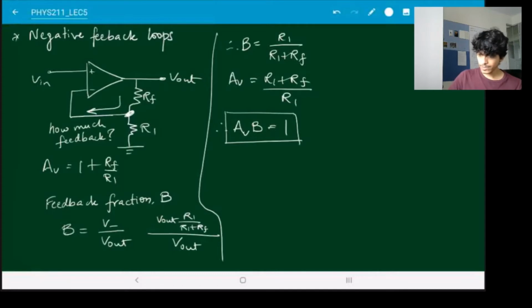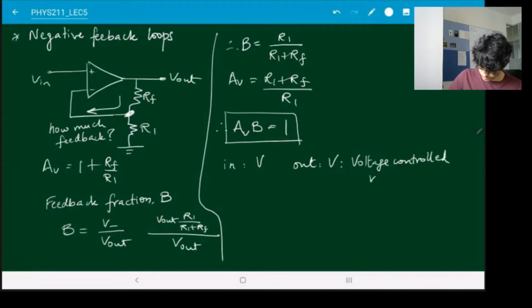Now, so far we have looked at circuits in which at the input you have a voltage, and at the output also you are measuring a voltage. So here your input and output signals are both voltages. So this is sometimes referred to as a voltage controlled voltage source, or a VCVS.